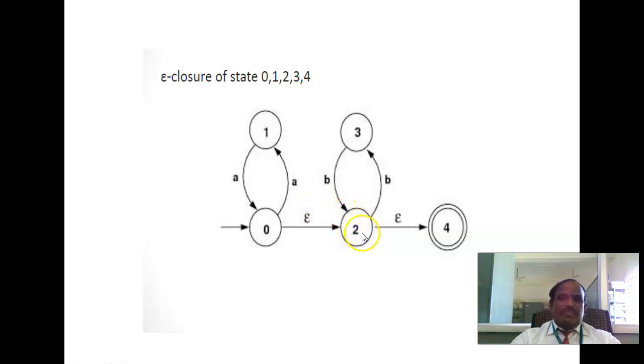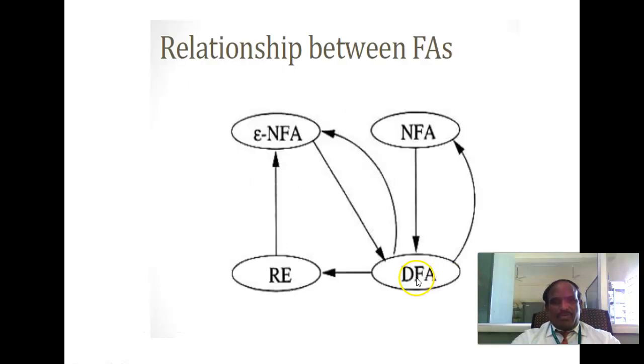From here, is there any epsilon edge moving from this state to another state? Yes, to 4. So 2 and 4 is the epsilon closure of 2. Similarly 3: from 3 there are no epsilon edges moving out, so 3 will be added by default as the epsilon closure of 3. For 4, also no epsilon edges leave this state, so by default 4 will be added for the epsilon closure. This is the method for finding epsilon closures.